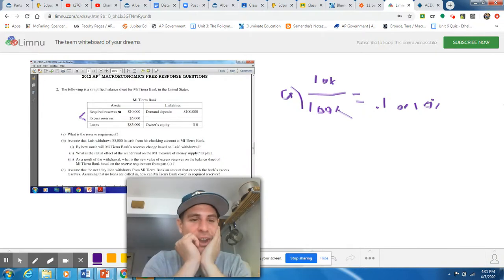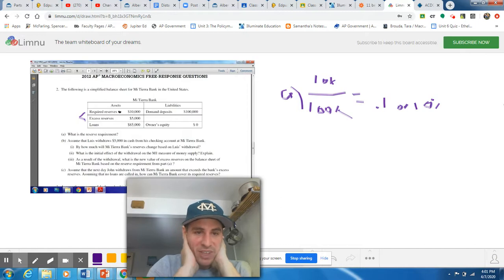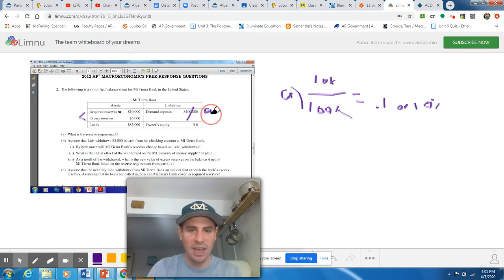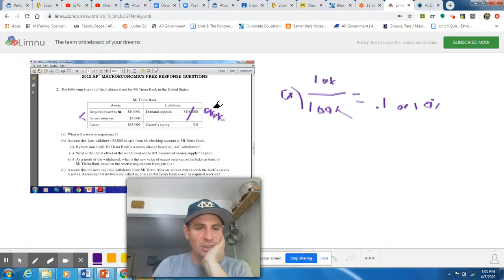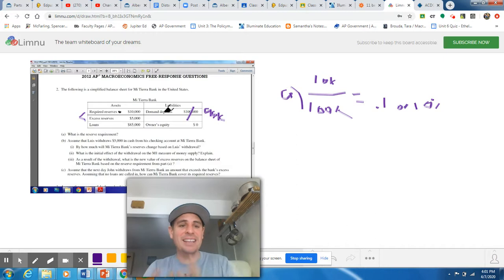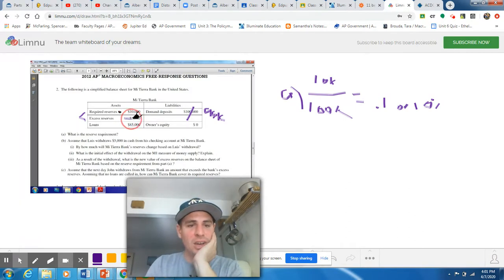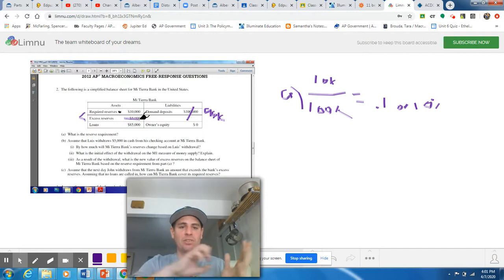So that's 10% there. Assume that Luis withdraws $5,000 in cash from his checking account. So if he withdraws $5,000 in cash, this is no longer $100,000, it's $95K, right? Well, do we currently have a balanced bank sheet? No. There's $100,000 in assets and only $95,000 in liabilities. So we've got to get $5,000 from assets. Well, where do we get $5,000? It immediately comes from the excess reserves. Excess reserves goes to Luis. Thank you, ma'am. We've got a bank balance sheet.